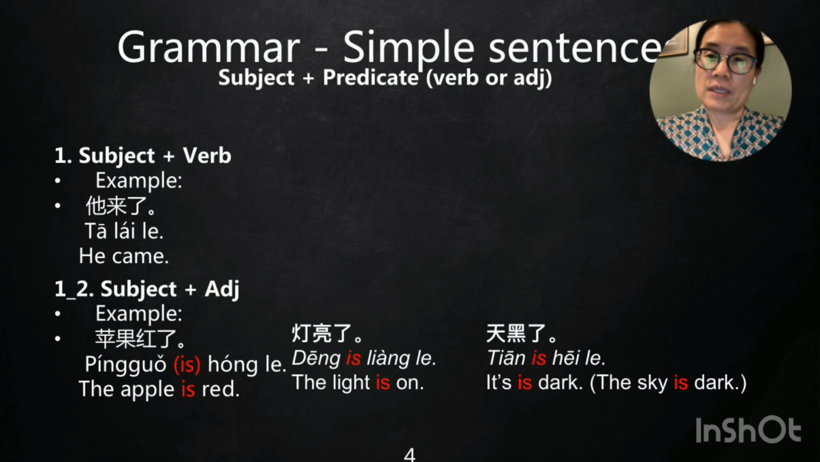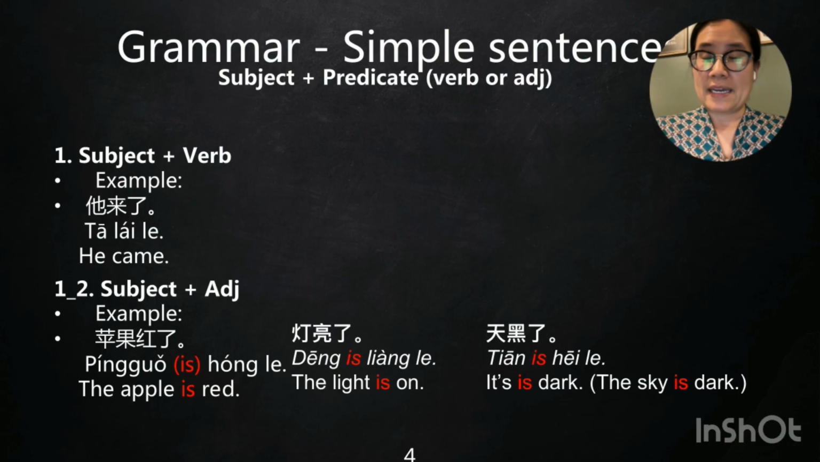But in Mandarin, we don't have this be verb. We do have a be verb, but the be verb is only used to express somebody's identity, like he is a student, that person is a teacher, but we do not use the be verb with adjectives. So whenever you use a subject and adjectives, please do not use the be verb. So we say 苹果红了 rather than 苹果是红了.